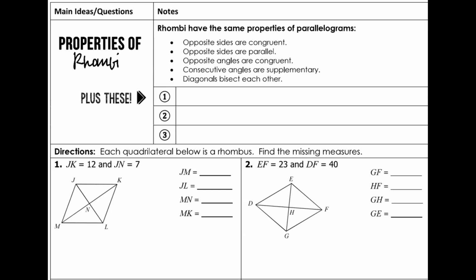Now rhombi is just plural for rhombus. So when you have more than one rhombus, you have many rhombi. Okay, so it's kind of like octopi and hippopotami. Alright, so first of all, every rhombus is a parallelogram.